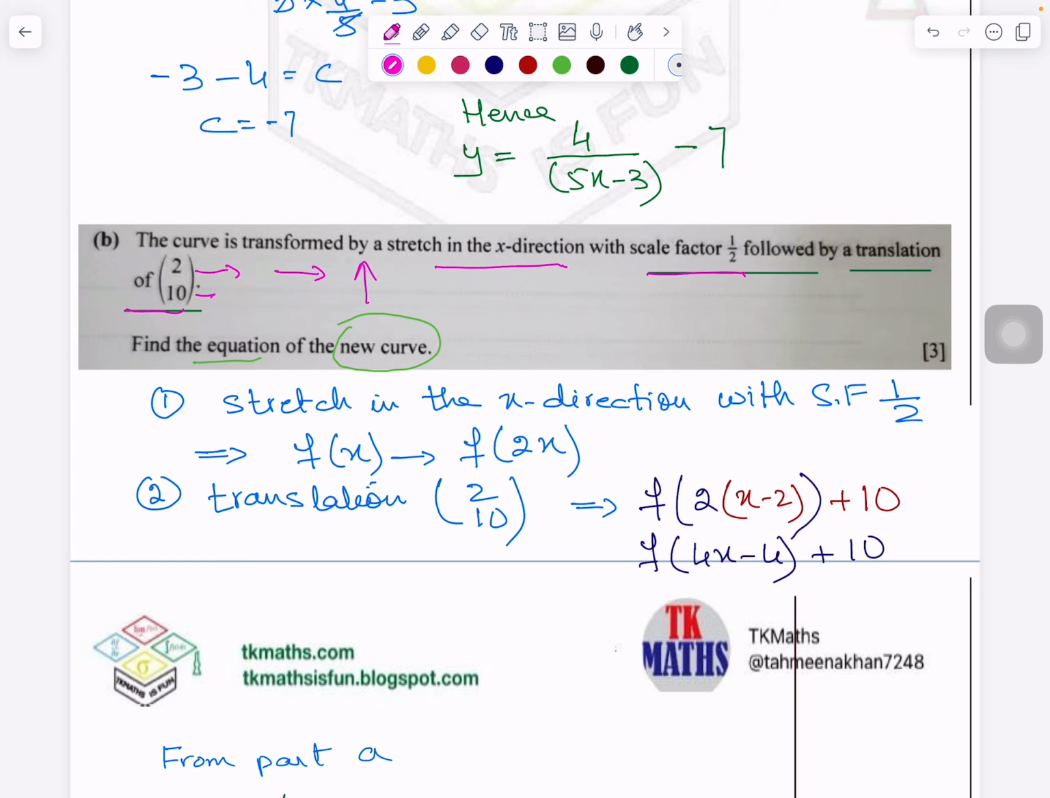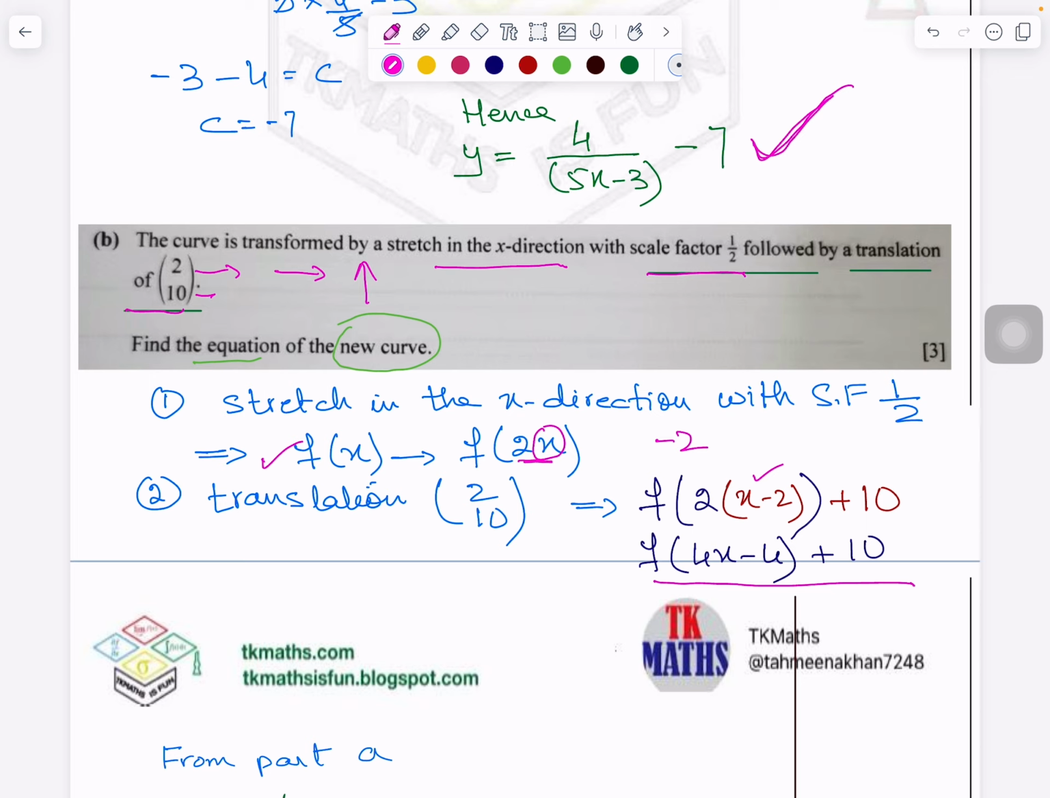So I have explained here, when it is a stretch in the x coordinate with the scale factor half, what does it mean? It simply means your function f of x, wherever you have x you will multiply it by 2, and when it is a translation by the column vector 2, 10, it means wherever you have x will have minus 2 because it goes in the reverse, and then plus 10. So I have used a different color to explain to you. So this x will become x minus 2, which I have shown here, and plus 10. So now this is what I have gotten, and I will apply this concept in this question.